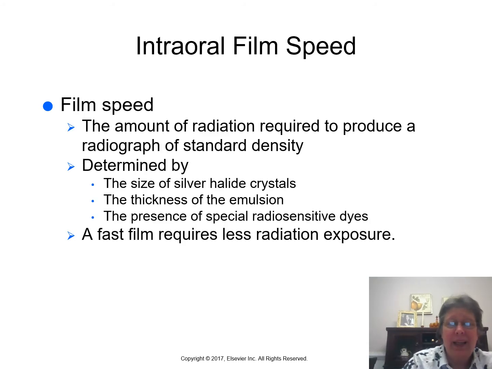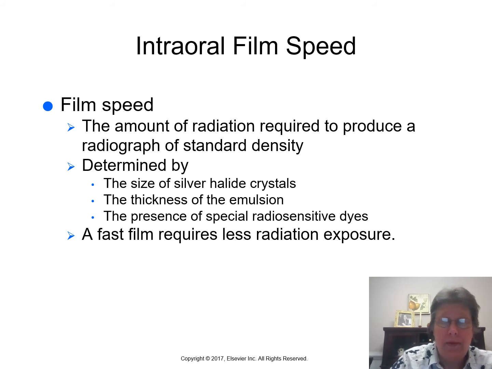Let's talk about intraoral speed, the speed of the film. The speed of the film is going to determine how much radiation is going to be needed to produce a diagnostic quality radiograph. What's going to determine how fast the speed of the film is going to be is the size of the silver halide crystals on the emulsion. The larger the silver halide crystals, the faster speed film it will be, and the less radiation that you will have to expose the patient to.